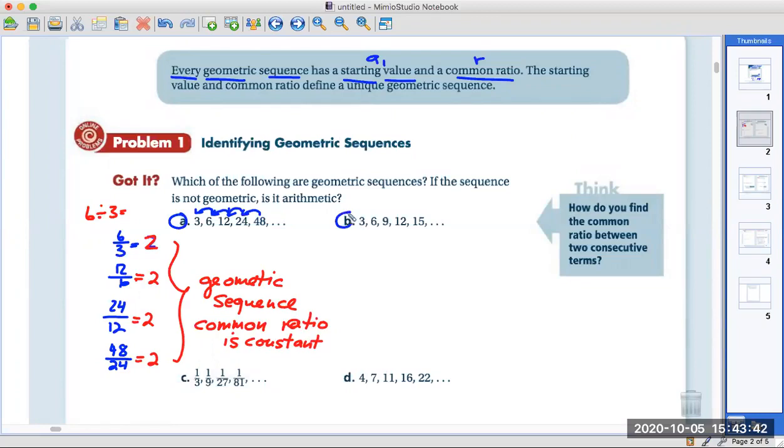Let's look at this one. 3 to 6 to 9 to 12 to 15. I can tell it's not multiply, that it's not a division. If I divide, 6 divided by 3 is 2, but 9 divided by 6 is not 2. Neither is 12 divided by 9. So you notice common difference, 6 minus 3 backwards, 9 minus 6 backwards, 12 minus 9, 15 minus 12. And you notice the common difference is always 3. So it's arithmetic.